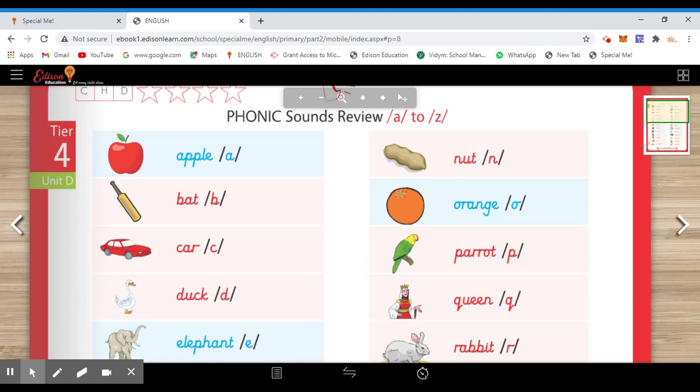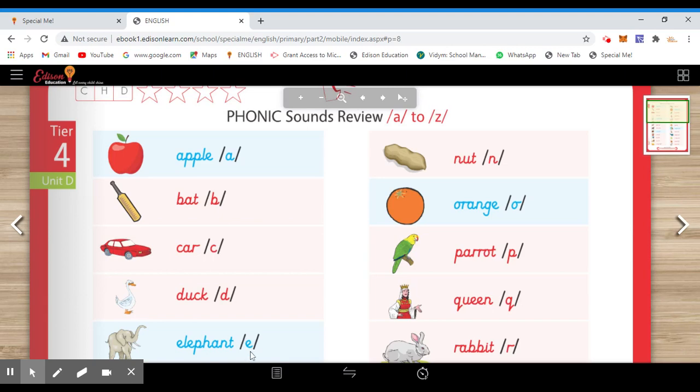Next, beaver bat. Which letter is this? This is letter B and phonic sound is B. Next, which letter is this? This is letter C. Seeker car. Next, this is letter D and D is a phonic sound of letter D. D the duck.